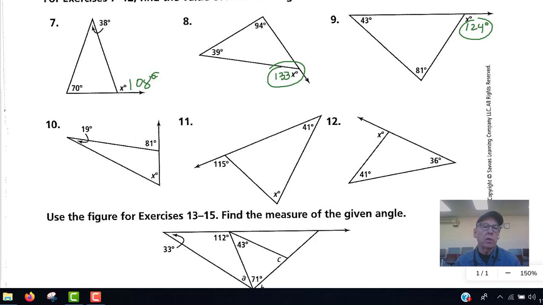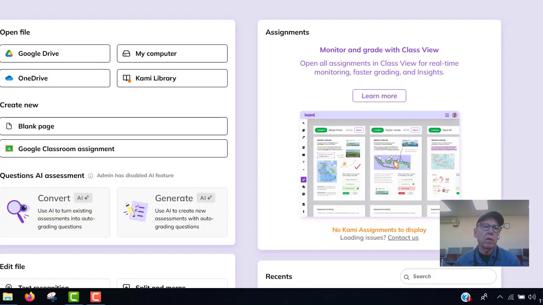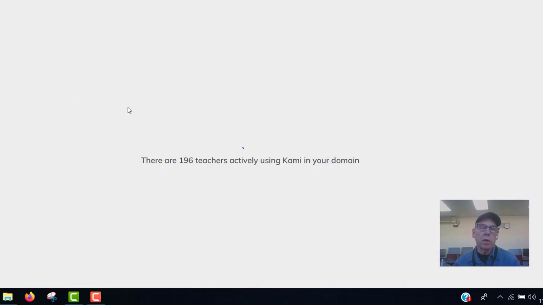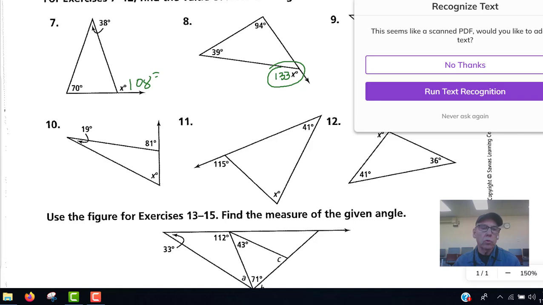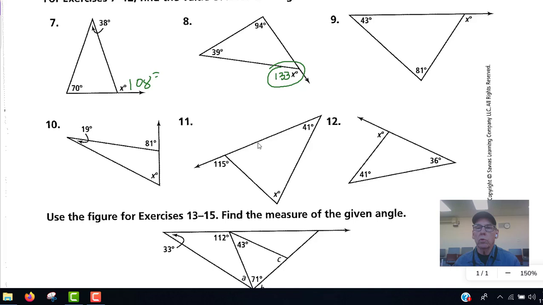Okay. Let's look at the next ones. I lost my markup on that one. Let's do this one over again. So again, these add up to 124, and x must be 124.